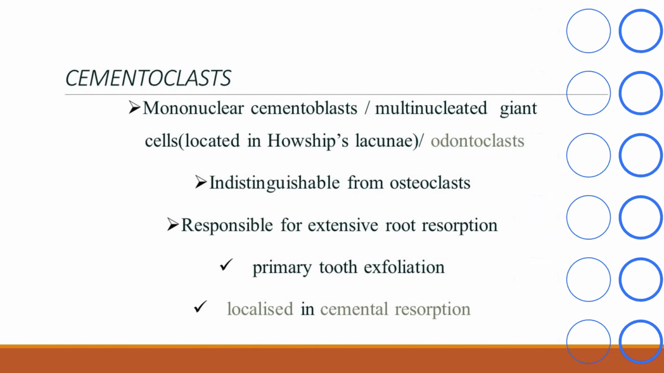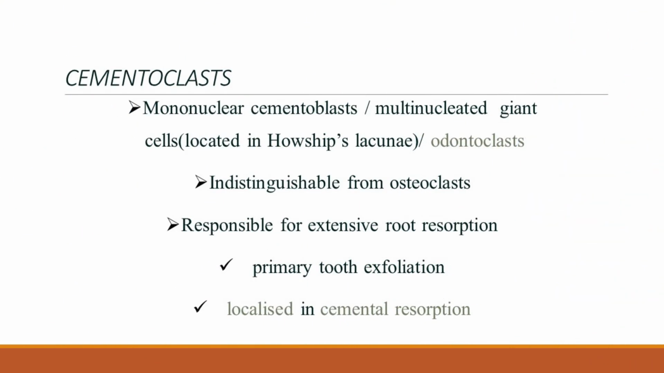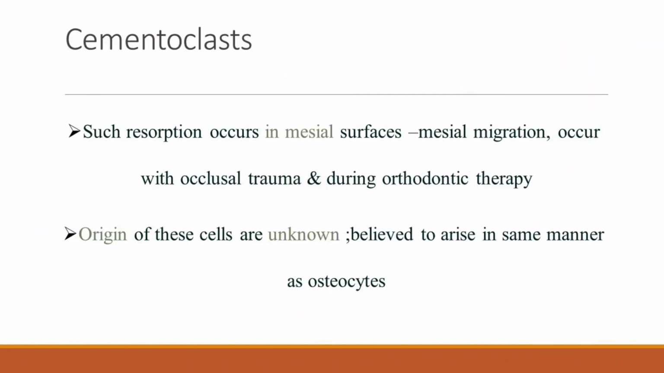The cementoclast is also known as a dentinoclast, a mononuclear cell or a multinuclear giant cell located in Howship's lacunae. It is indistinguishable from the osteoclast, and it is responsible for extensive root resorption. This is responsible for primary tooth exfoliation, and these cementoclasts are localized in the cemental resorption. The origin of cementoclasts is unknown, and it is believed to arise in the same manner as the osteoclast.